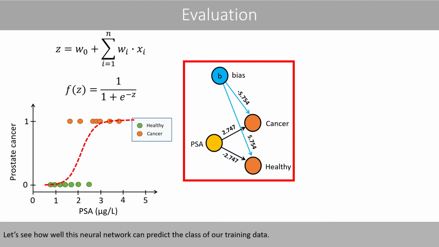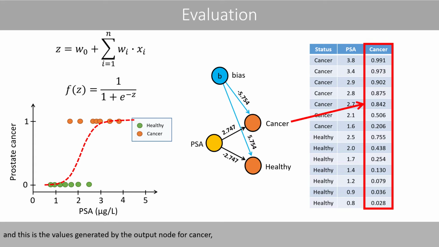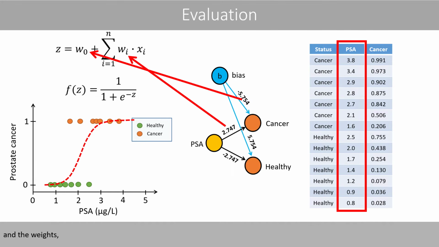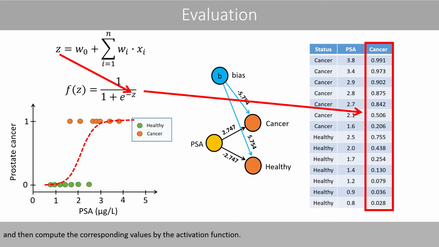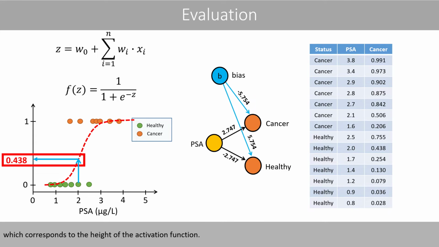Let's see how well this neural network can predict the class of our training data. This is the data that we used to train the network, and these are the values generated by the output node for cancer, which can be obtained if you plug in these values in the equation and the weights, and then compute the corresponding values by the activation function. For example, this is the value that we calculated by hand previously based on the PSA level of 2.0, which corresponds to the height of the activation function.